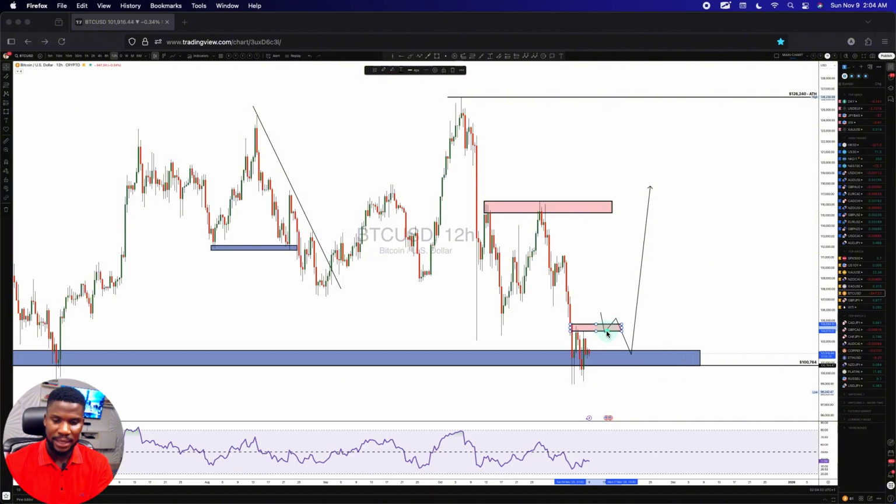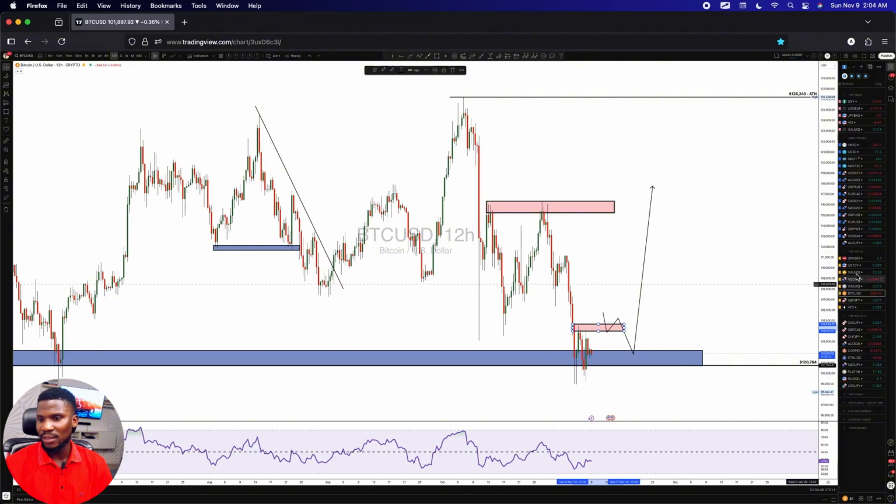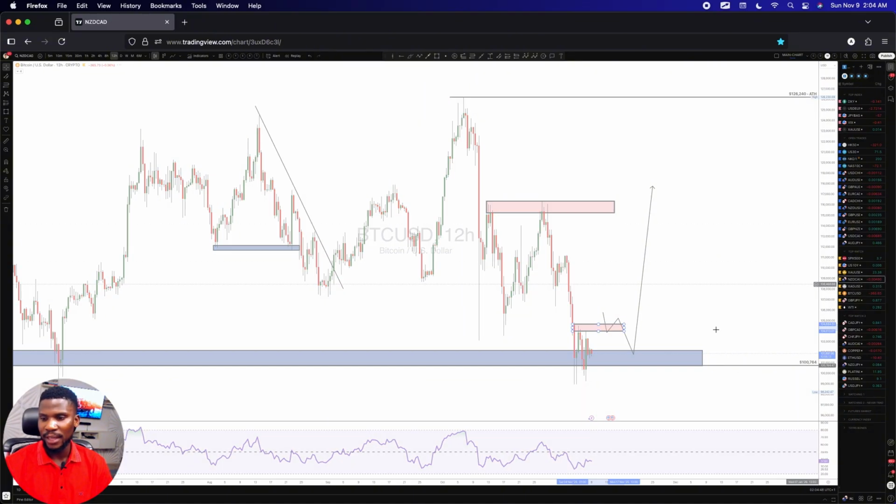Whatever happens right inside this box at the bottom here, I'm going to put a question mark there and I'm going to avoid it the best way I can. I'm going to avoid it entirely. So that's that on Bitcoin. Let's take a look at the NZD card and then we'll wrap it up for the day.